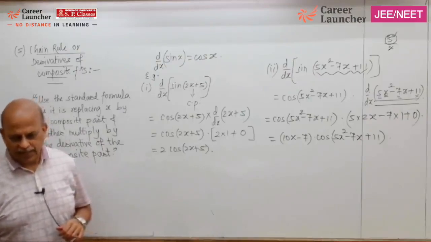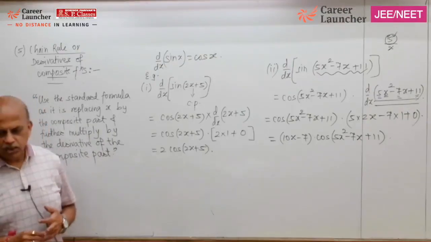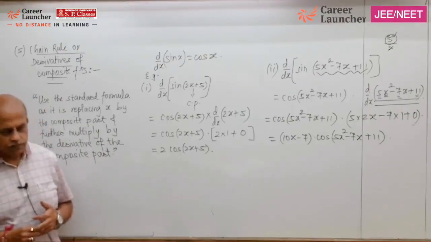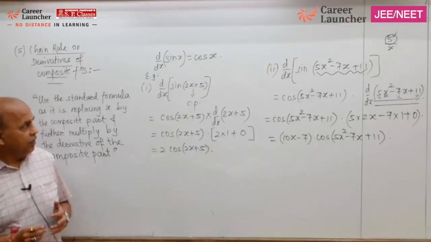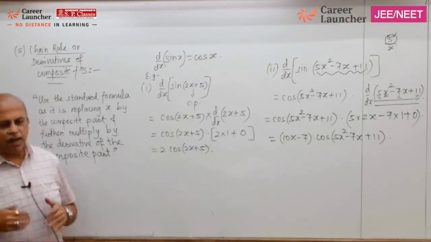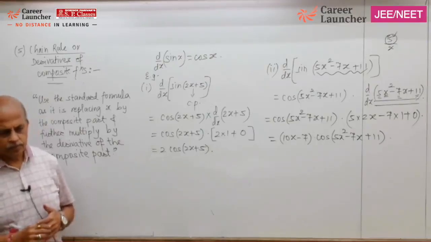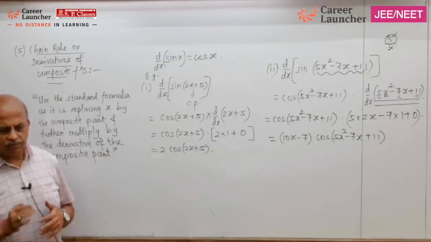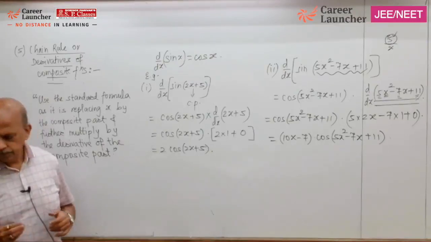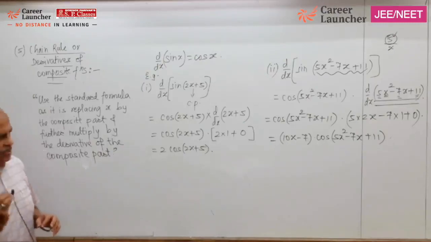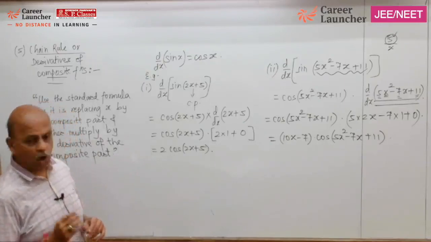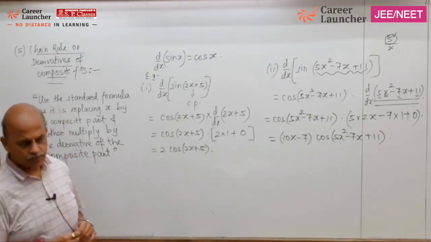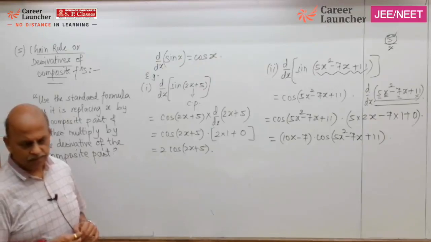The all important question is when to use the chain rule. And the answer is again very simple. Whenever in a standard formula x is replaced by some other function, we have to make use of the chain rule. This other function is called the composite part. Getting it, everyone?